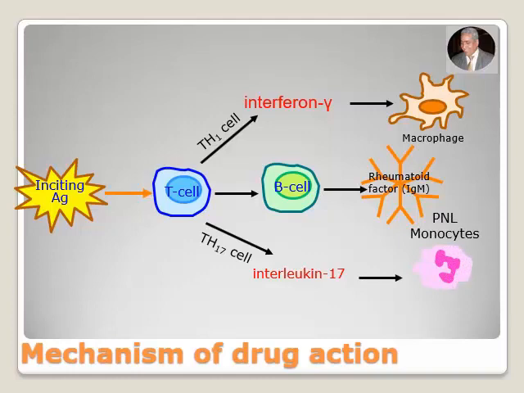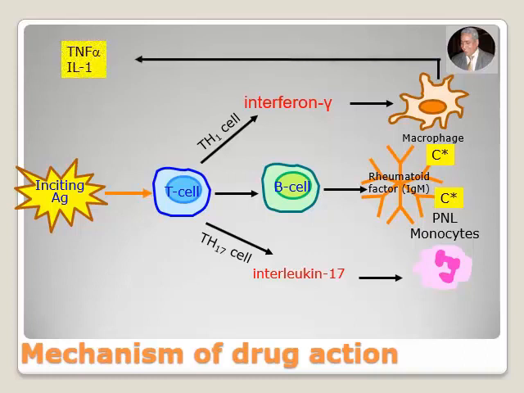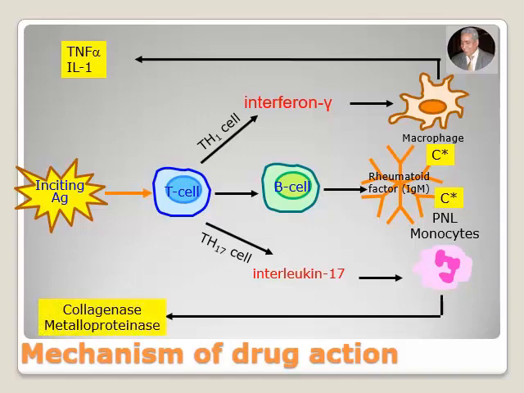Now, how the pathology of the disease occurs. The immunoglobulin M binds the complement, and the classic complement cascade follows. The macrophages release two important mediators that start tissue damage: tumor necrosis factor alpha, and interleukin 1. And the polymorphs and the monocytes release enzymes that destroy the joint cartilage and collagen, the collagenase and the metalloproteinase.